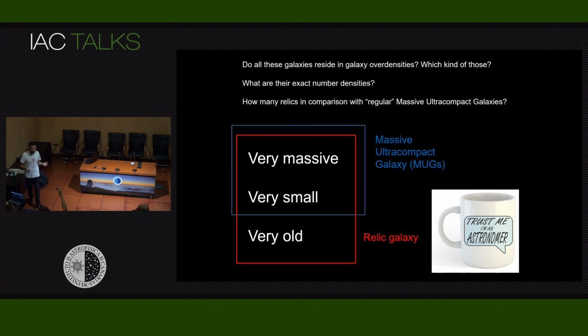Yes, of course. Not really, because if it's not very small, the problem is that you mix the information from all the other galaxies that have merged with these objects.